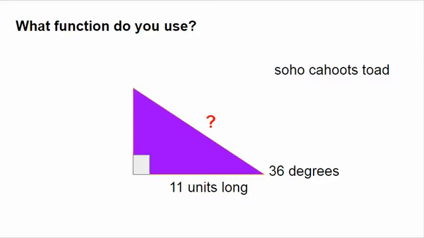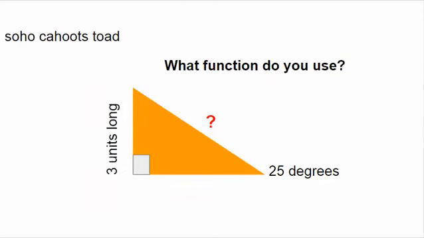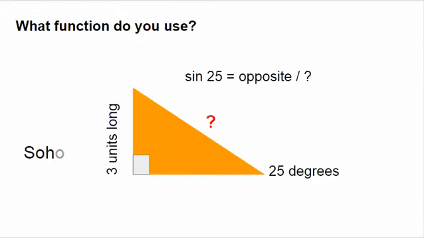What function would you use? You would use the cosine function. The cosine, or cahoots as I have written over here, is the adjacent divided by the hypotenuse, and we don't know the hypotenuse. What function would you use? You would use the sine function here. You know the length of the opposite side, but you don't know the hypotenuse, and you'll want to know the hypotenuse.